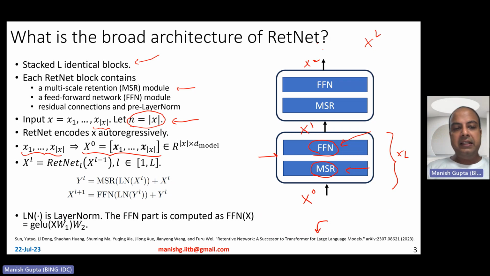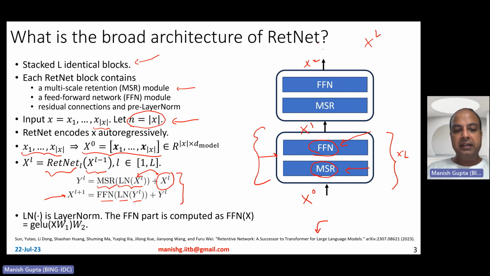At any layer L, it takes XL minus 1 as input, and then applies this RetNet block, this entire block of 2 layers, and gives you the output. So what is the RetNet block? Well, the RetNet block contains 2 sublayers. The first sublayer takes X and applies layer normalization on top of it, and then an MSR sublayer on top of it. And then there is a residual connection, a combination of the two. Then the feed-forward sublayer takes this Y, applies layer norm, and then a feed-forward sublayer on top of it, and then applies a residual connection. And that's the output to the next RetNet layer.